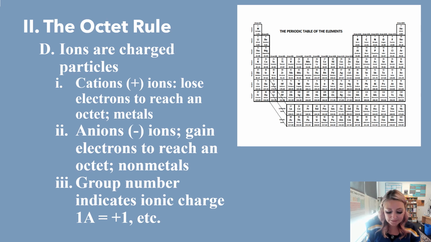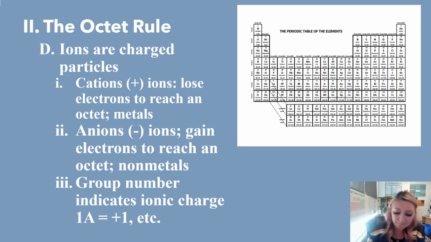As we said previously, ions are charged particles. So we can have positively charged particles. These elements have lost electrons. They have more protons now than electrons. We call them cations. And it is metals that are your cations.